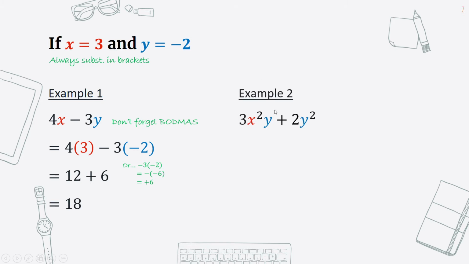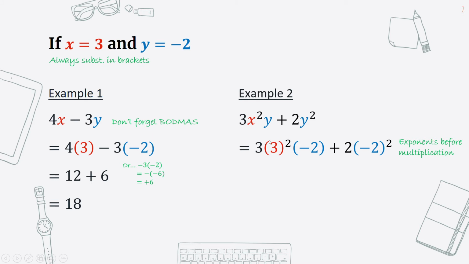In this example, there are two y's, and you just need to know that both of the y's are equal to the same thing. Okay, so in this case here, both of them will be equal to negative 2. Okay, so I do my substitution step, which I get a mark for, and I substitute in brackets. Then I need to follow BODMAS. Okay, so according to BODMAS, I always work with my exponents before I do any multiplication.